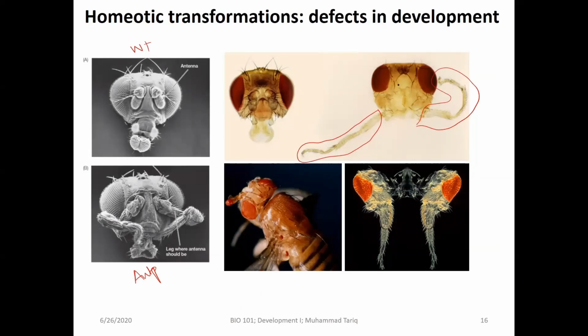Or this is another beautiful example. You have the master regulator gene, which is called Eyeless. The homolog of Eyeless in mammals is called Pax6. If you switch on Pax6 or Eyeless gene, which is only expressed in the eye, an eye-specific gene, on the legs, you see beautiful eyes on the legs. You see beautiful eyes on the wings. This is how we understand development using genetic tools.